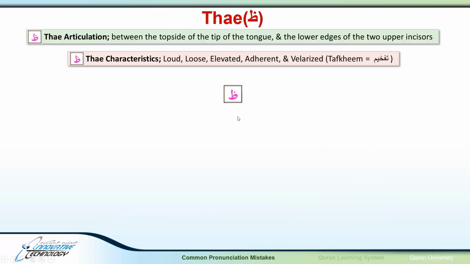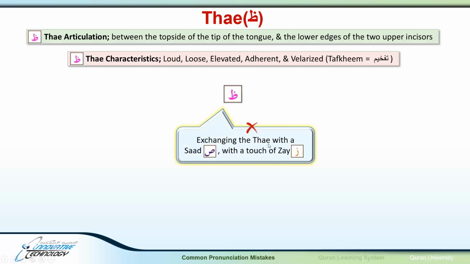The dha has a single common mistake, but it's very common. This mistake is common with people who are learning Arabic for the first time, and as they start to pronounce Arabic, they find difficulty in pronouncing the dha, so they tend to exchange the dha with a sa or a zay, or a sa with a touch of a zay. Let's listen to the mistake. Al-zalimin, al-zalimin. So it's a mixture of a sa and a za, and it's totally different from the dha.